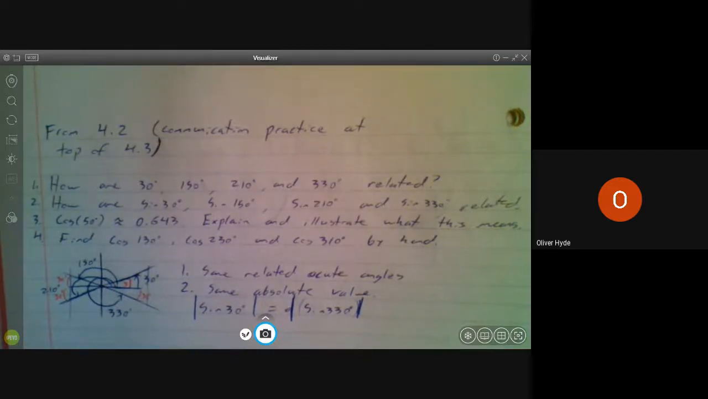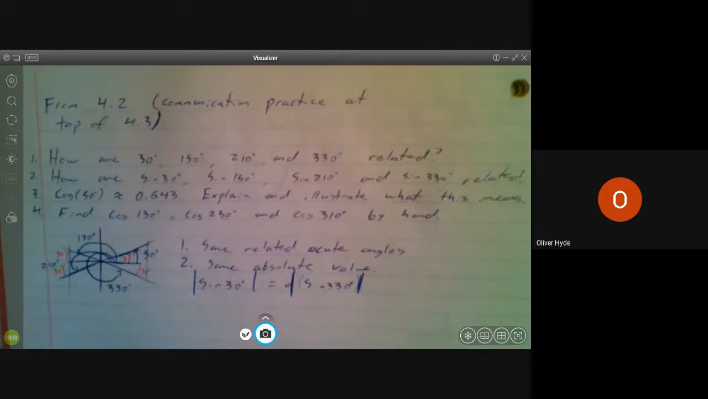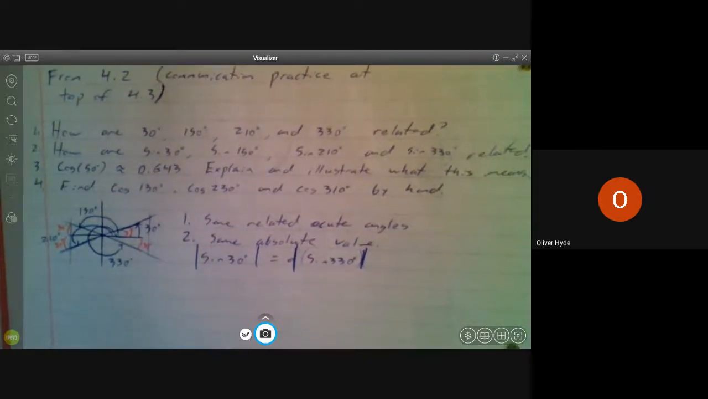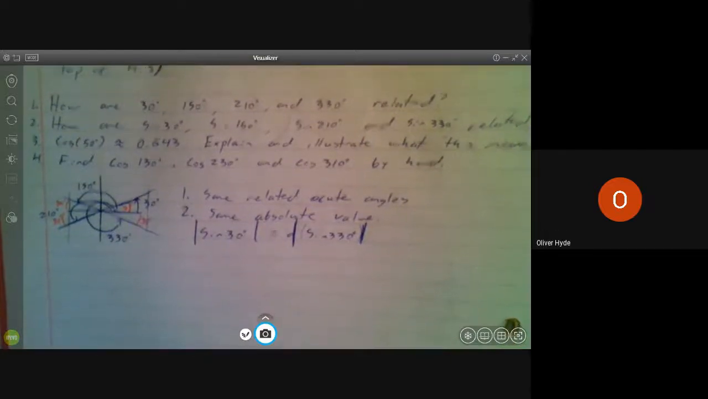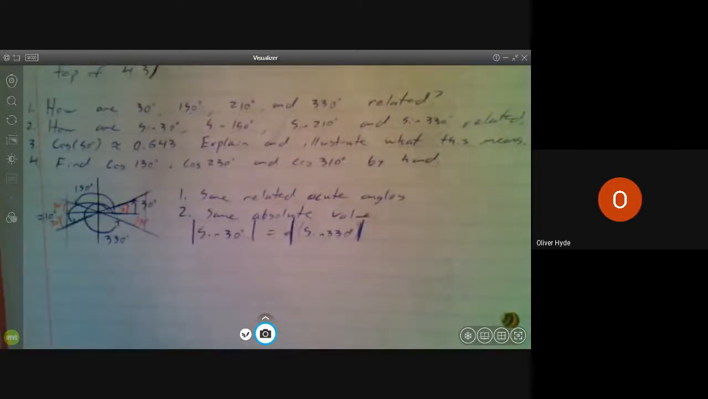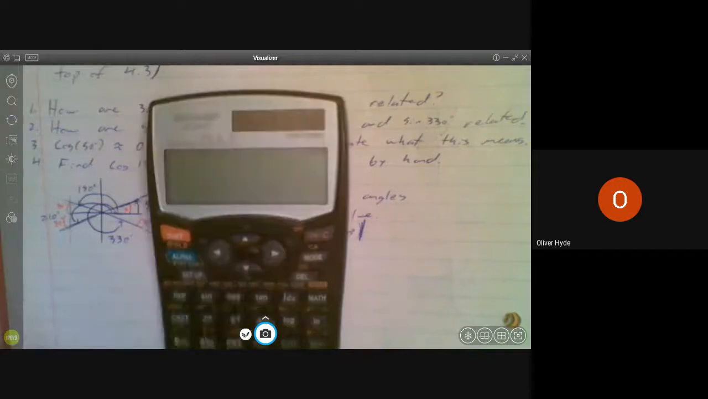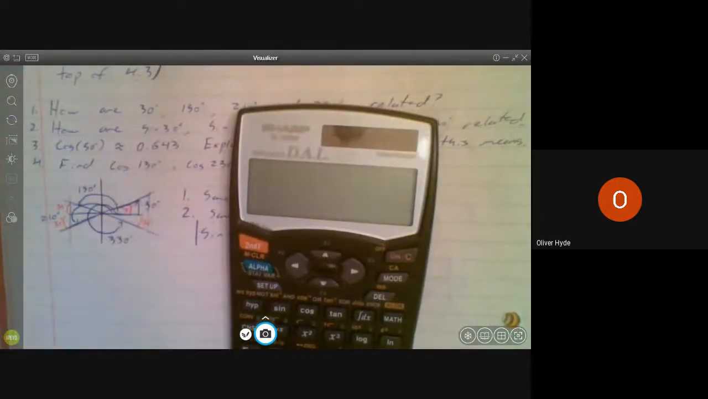Question 3 says the cosine of 50 degrees is about 0.643. Explain and illustrate what this means. This is one of my favorite grade 10 questions when asked to illustrate and explain what this means. If a student draws me a picture of their calculator and says, look, there's this cosine button that when I press it, it tells me this number, that is giving me a very clear idea of how much they understand, which is very, very little.